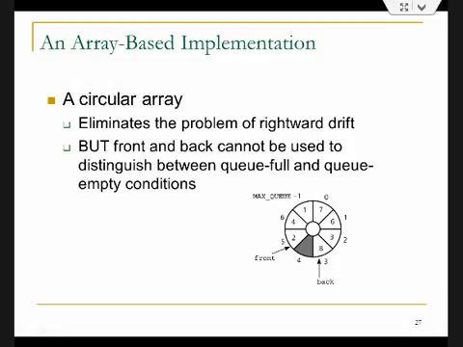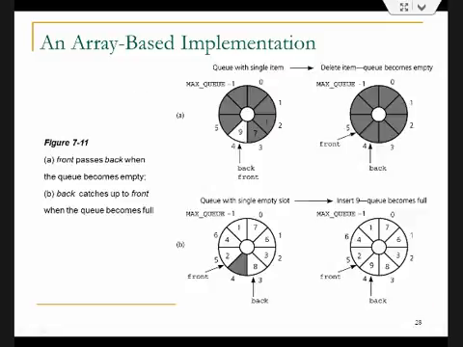Now you cannot use front and back to distinguish between queue full and queue empty, because the front may be after the back because of looping around. So here is what happens. The front passes the back when the queue becomes empty. See, when you delete, the front will go past the back. The back catches up to the front when the queue becomes full. See, you fill, and the back catches up to the front. So that's how you know whether it is empty or full.